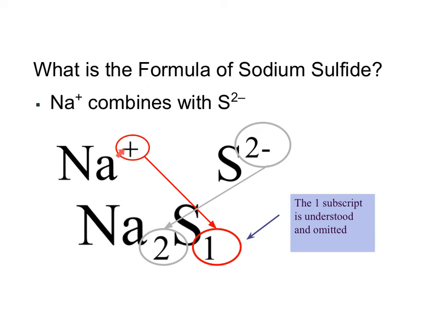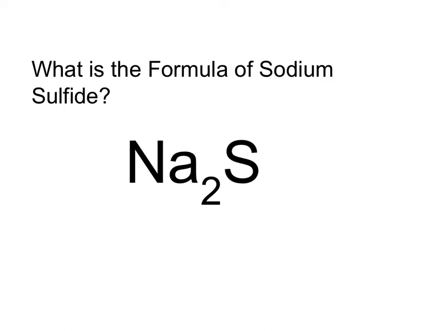We have a 1+ on sodium. That will become our subscript for sulfur in our chemical formula. Likewise, our charge of 2- on sulfur will become our subscript on sodium in our chemical formula. In chemical formulas, if we have 1 as a subscript, it is understood the 1 is there, and so it is omitted, leaving us with a formula for sodium sulfide of Na2S.